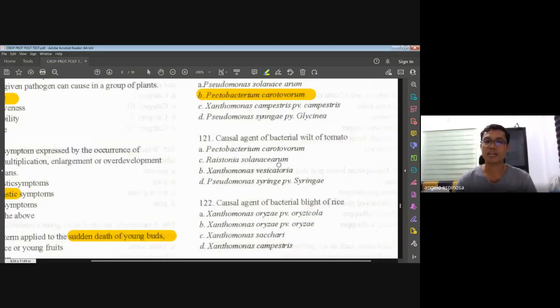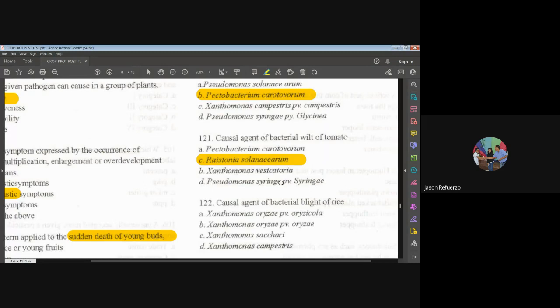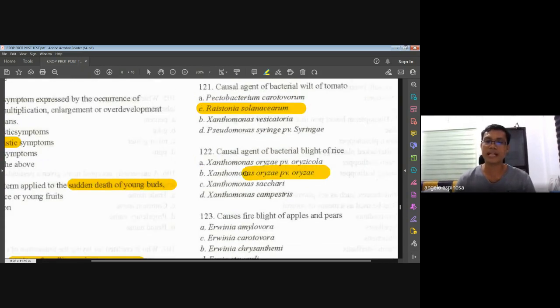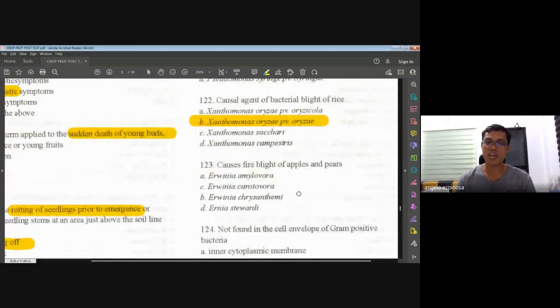121, a causal agent of bacterial wilt of tomato. That is letter C, Ralstonia solanacearum. 122, a causal agent of bacterial blight of rice. That is letter B, Xanthomonas oryzae. 123, causes fire blight of apples and pears. That is Erwinia amylovora. The genus itself, amylo, that is apples and pears. Okay.